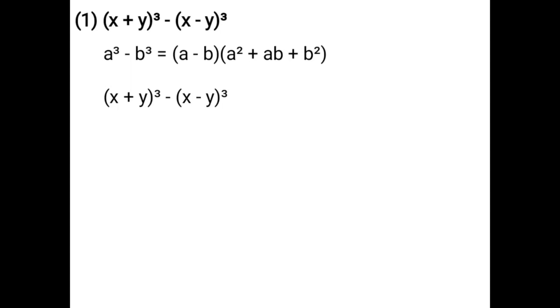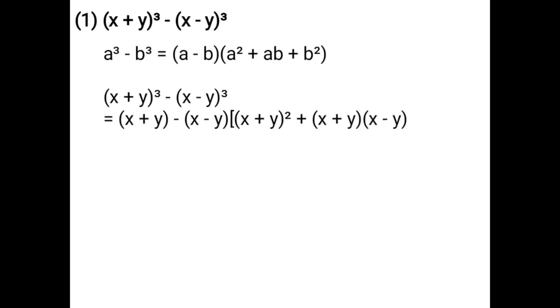You have to write the expansion form of the a³ − b³ formula for (x + y)³ and (x − y)³. That is equal to a − b, which is (x + y) − (x − y), times a² + ab + b², which is (x + y)² + (x + y)(x − y) + (x − y)².